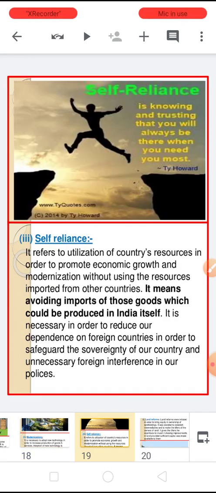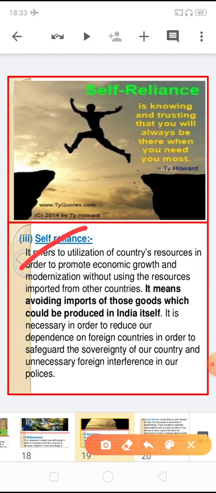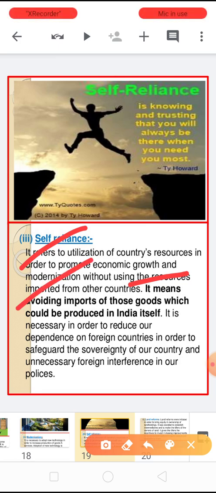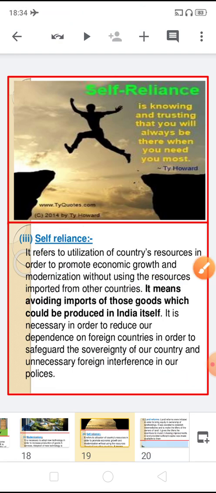Next goal is self-reliance. Self-reliance refers to the utilization of the country's resources in order to promote economic growth and modernization without depending on imports from other countries. It means avoiding the import of those goods which can be produced in India itself. It is necessary in order to reduce our dependence on foreign countries, to safeguard the sovereignty of a country and avoid unnecessary foreign interference in the country's policies.